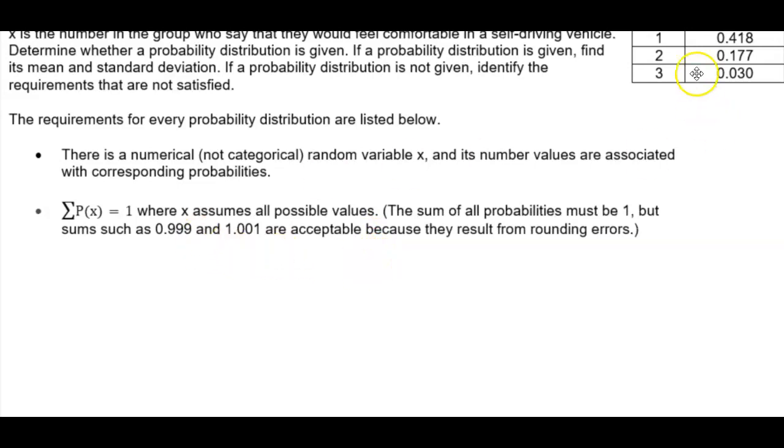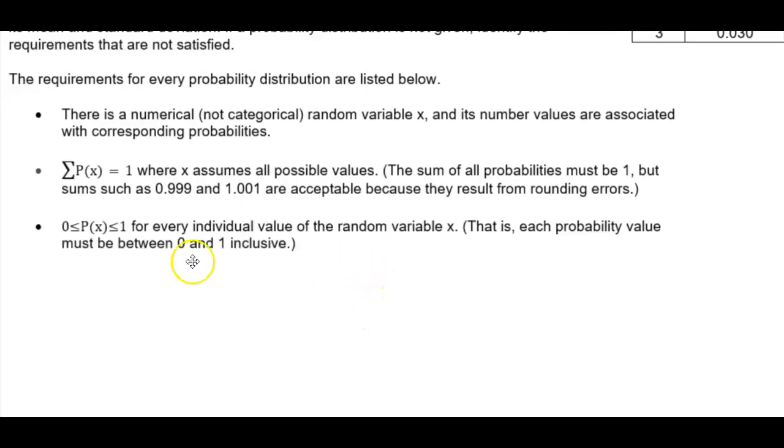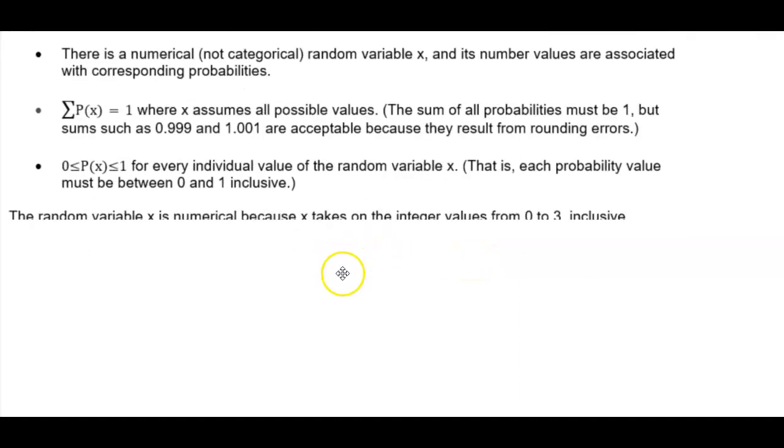Number 2, the sum of all the probabilities in the distribution is equal to 1, where x assumes all possible values. Now the sum of all probabilities must be 1, but sums such as 0.999 and 1.001 are acceptable because they result from rounding errors. And the probabilities must be in between 0 and 1 for every individual value of the random variable x. That is, each probability value must be between 0 and 1 inclusive.